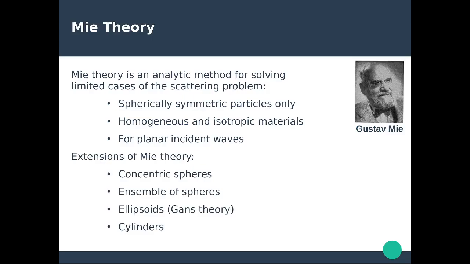There have been, of course, some extensions generated over the years for concentric spheres. So basically, these are multi-layered spherical geometries, including core-shell spherical particles. There's also an extension for an ensemble of spheres, which is known as generalized Mie theory. And as we just discussed, there are also some extensions for ellipsoids, like the Mie-Gans theory.